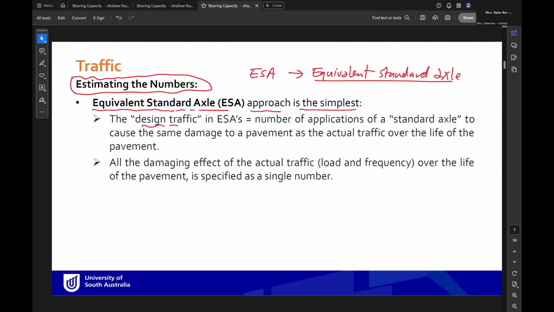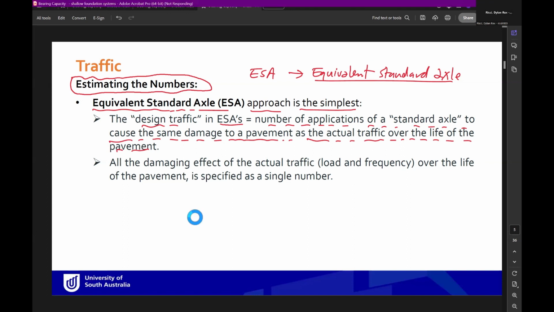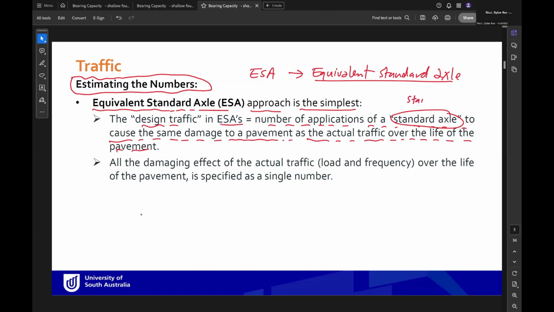The design traffic in ESAs is the number of applications of a standard axle to cause the same damage to the pavement as the actual traffic over the life of the pavement. So we have a standard axle load, and this method will calculate the estimated number of applications of the standard axle that cause the damage of the actual traffic.